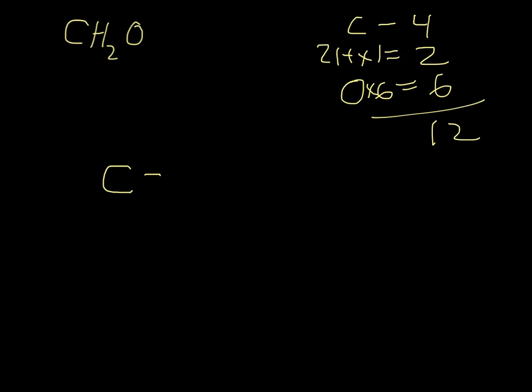Carbon's present, so it's going to be our central atom. So I'm going to connect my other 3 things to carbon. That means I have to draw 3 bonds and use up 6 of my valence electrons.